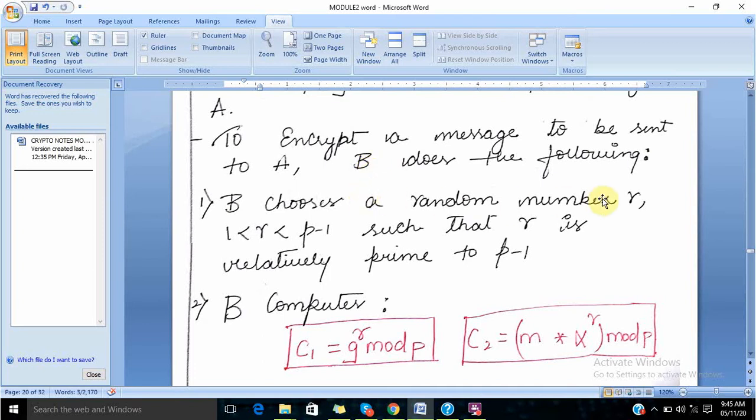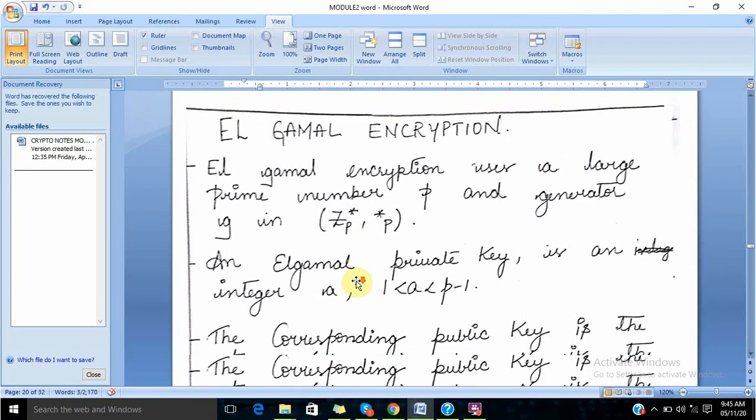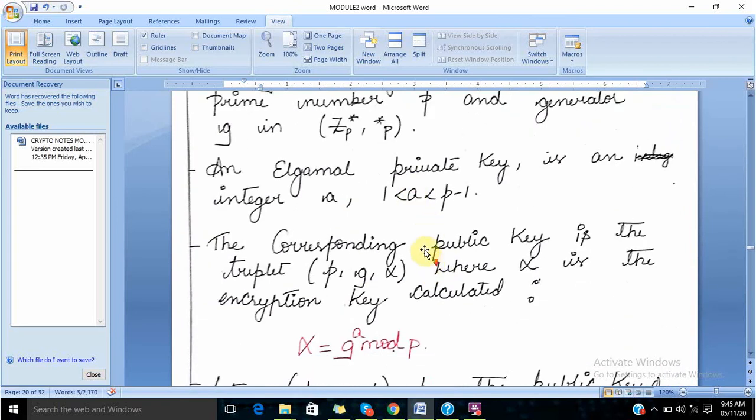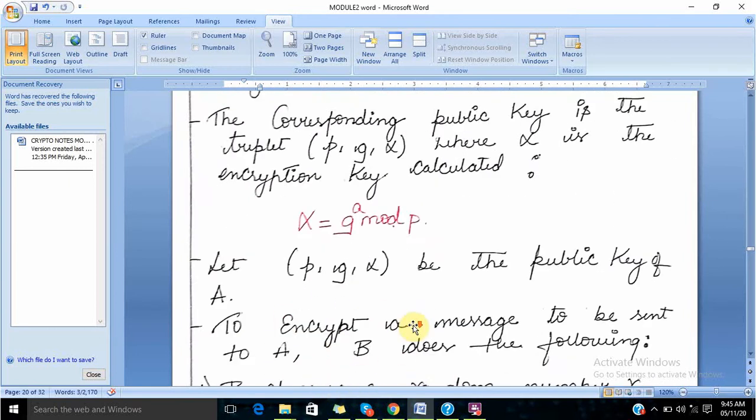So B chooses a random number R. R is one more parameter, and R's value also should be between 1 and P minus 1, like your A value. Okay, so that one also you have to know. So students, one thing you need to understand is that A is the private key. So using this private key, we find alpha, that is the public key. That is what you need to understand.